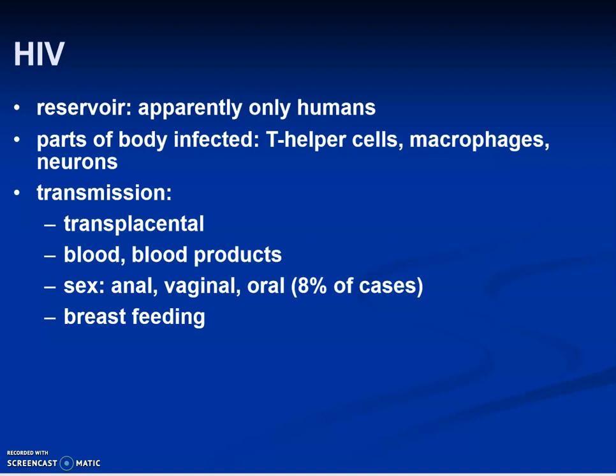The parts of the body infected, these helper T cells, that's the really bad news. Helper T cells, you need them to activate all sorts of immune functions, and if they're not there, then your immune system is just not going to be called out to help fight infections. Also, macrophages and neurons can be infected.